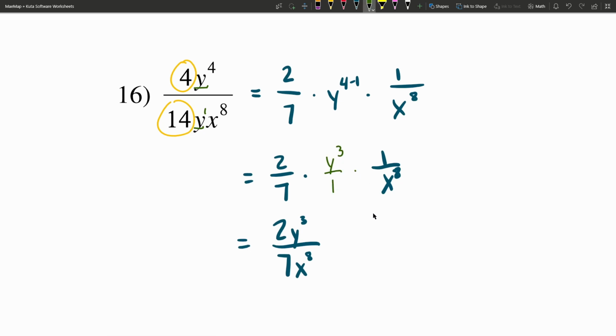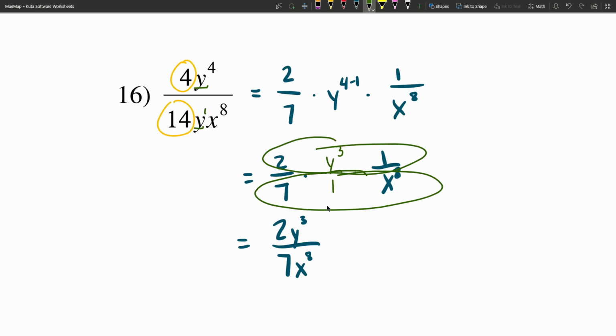And if it's helpful, feel free to rewrite that y cubed as y cubed over 1. It's the same thing as y cubed, but when multiplying your fractions, keeping those fraction bars in line, it's easy to see that the top, your numerator, is going to be 2y cubed, and your denominator is going to be 7x to the 8th. So that's the solution in number 16. Let's move on to number 17.